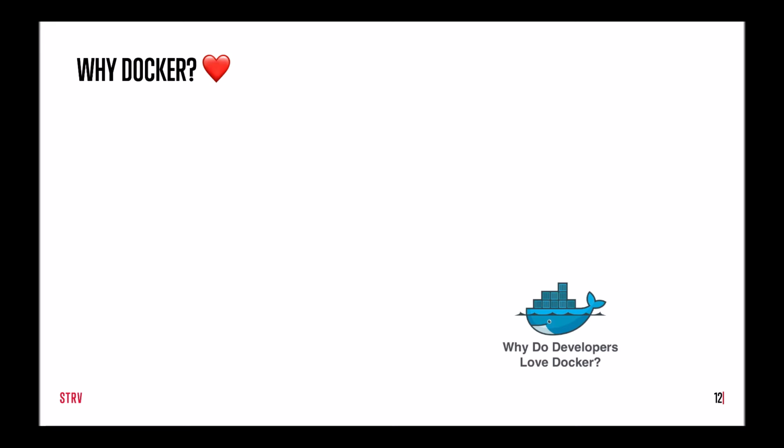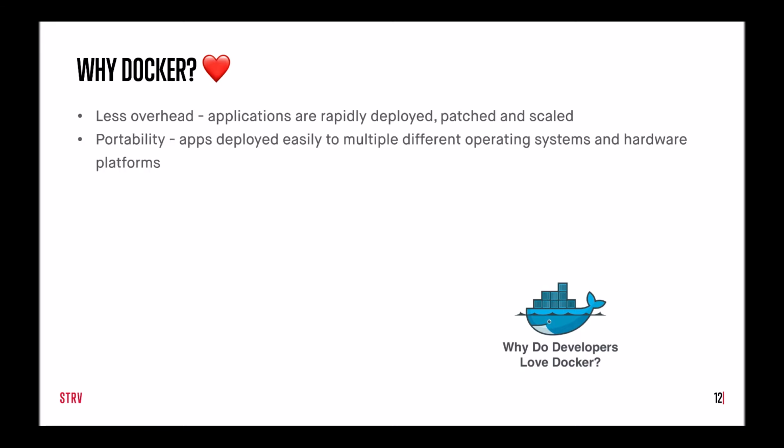So why do developers love Docker? Basically because there is less overhead for the application, as containers are rapidly deployed, patched, and scaled. And there's portability, which, as I mentioned before, you can think of as analogous to the Java virtual machine: a way to encapsulate an application and run it everywhere, no matter the architecture.